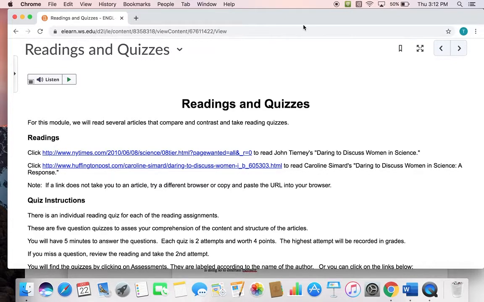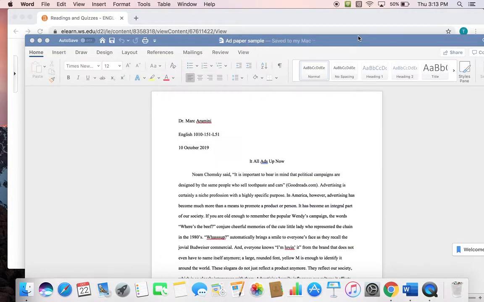So I wanted to give you an example of what I thought was an extremely effective consumer advertisement affecting culture paper. I'm just going to read the first 2 paragraphs. Okay, so let's go to this one.